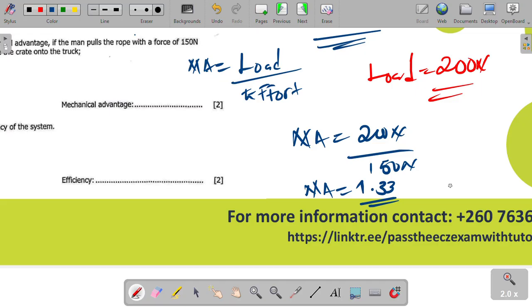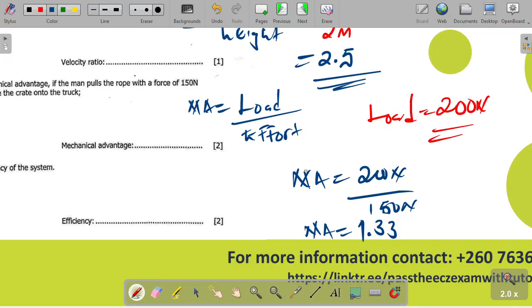Okay, so now here is your exam tip. When you're actually solving a question involving mechanical advantage, here is your tip. Always convert mass to weight first, all right? Mass to weight. Mass is in kg, remember that, but load must be in newtons. That's your tip.